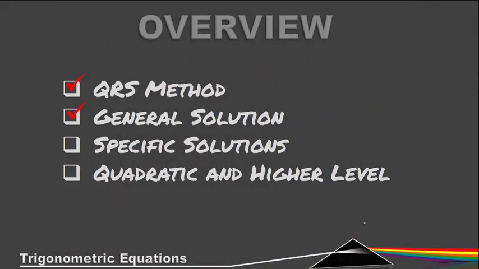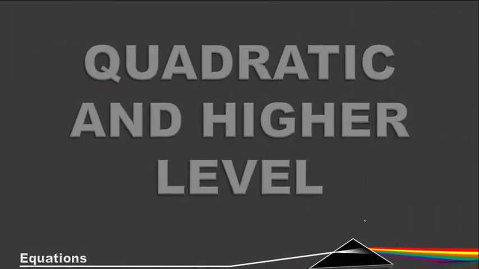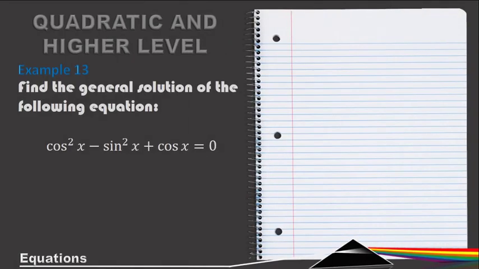So that was the specific solutions. Now let's look at some problem solving questions where we have some higher level questions. So now for example 13, find the general solution of the following equation. Now in this case, we can see that we have cos squared x and a sine squared x, and then another cos x. So this can throw us off a bit because in this example we have different functions.